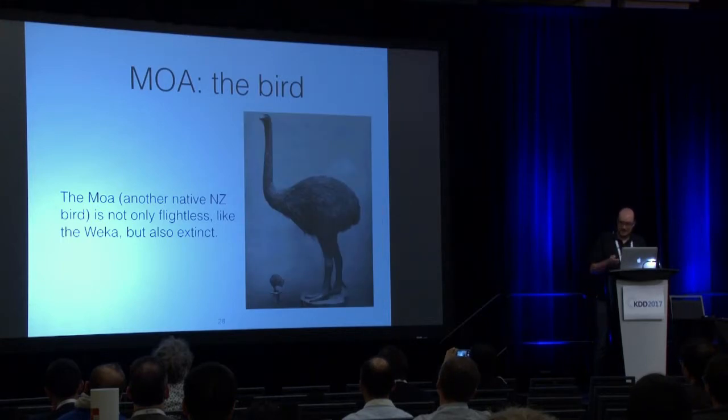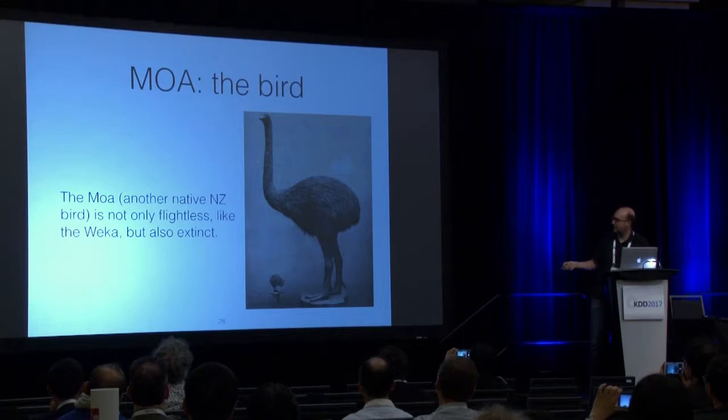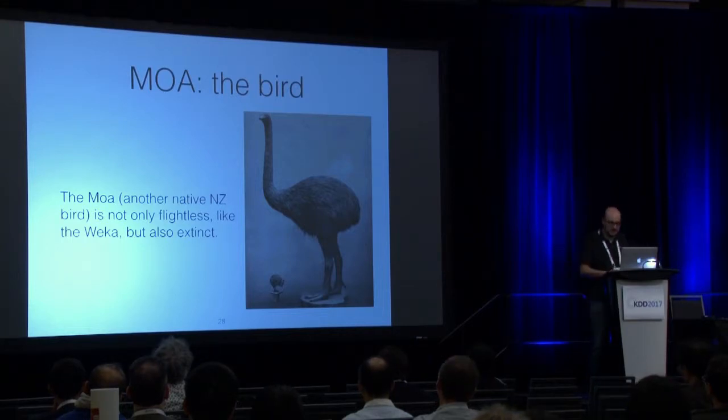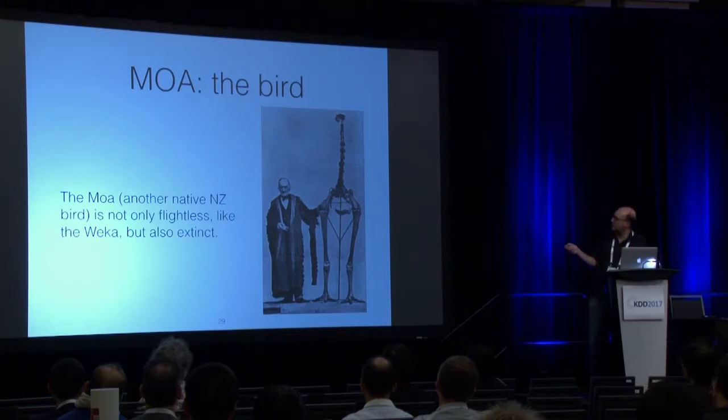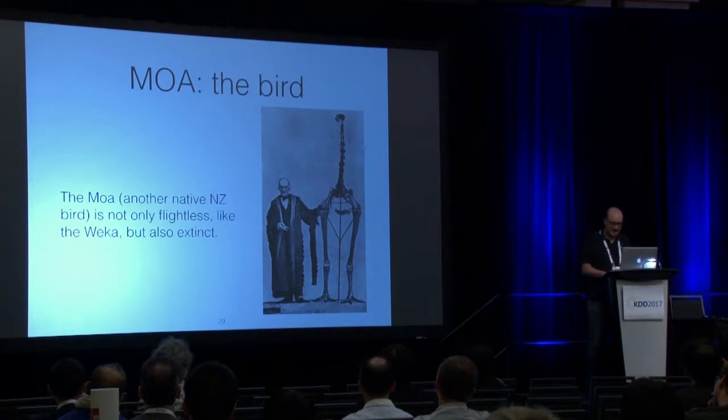But you see that it's really much bigger than a weka. If we compare the size of a moa with a weka, we see that the moa bird was really, really much bigger. And this is comparing the size of the moa with a human. So it was a really big bird.